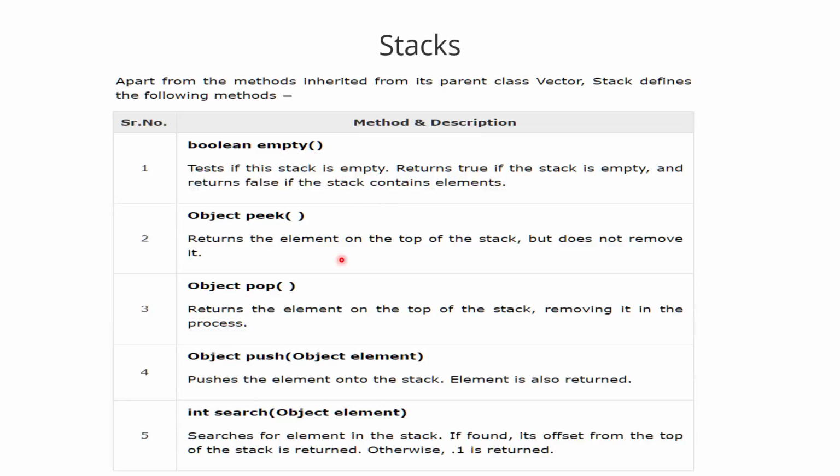The methods of the stack class: empty returns a Boolean. It tests whether the stack is empty, returns true if the stack is empty, and returns false if the stack contains elements. Peek returns the element on the top of the stack but does not remove it. Pop returns the element on the top of the stack, and removes it from the stack.